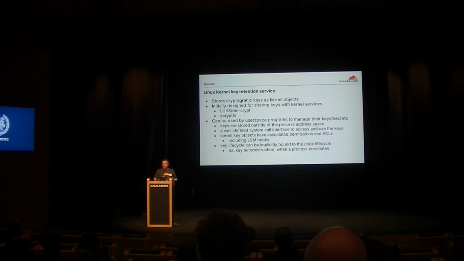Because the keys are now kernel objects, the kernel can enforce different ACLs, similar to the way the kernel enforces ACLs on files, so the keys can have different permissions. Also, as kernel objects, they have a key lifecycle. The key lifecycle is implicitly bound to other kernel objects like the process, so the keys can be automatically destroyed by the kernel if the respective holders no longer need them. Surprisingly, for a kernel feature, it has good documentation as well.